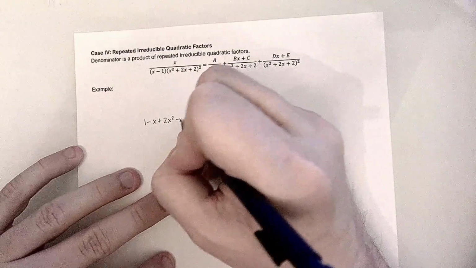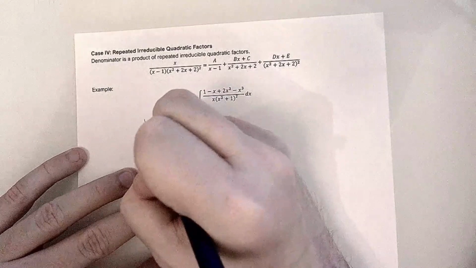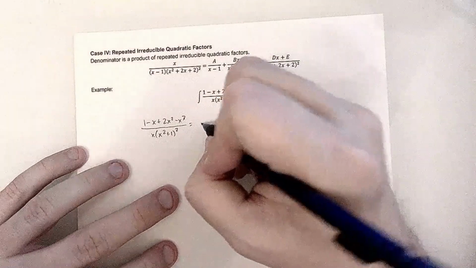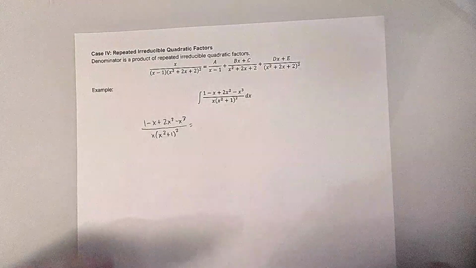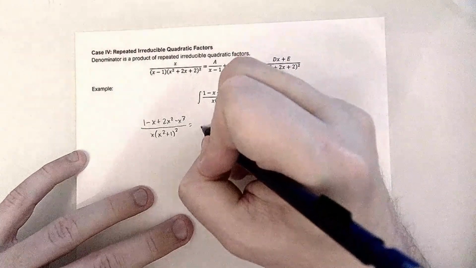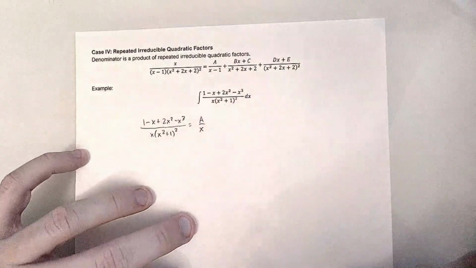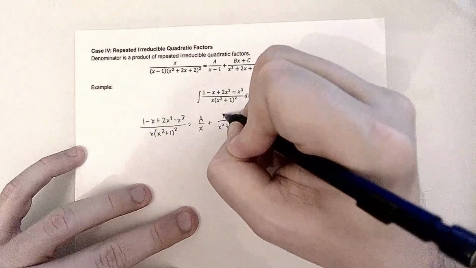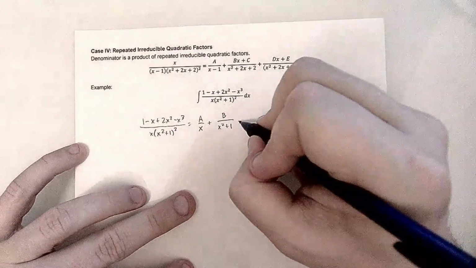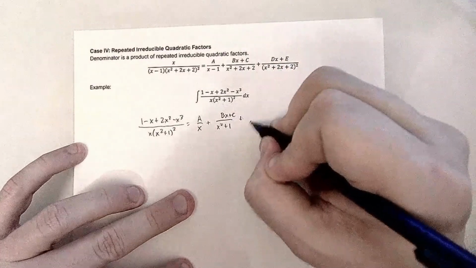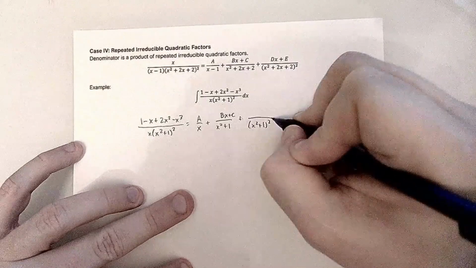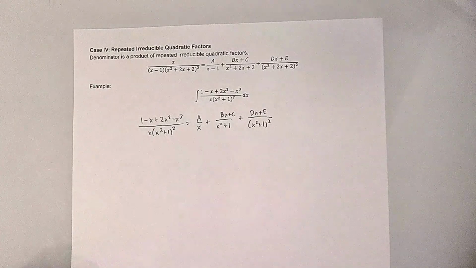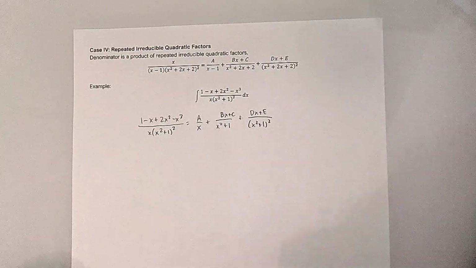So let's rewrite our fraction real quick. Everything's already factored for us in the denominator. That's great. Easy one, a over x plus x squared plus 1, first power, gets a bx plus c. And x squared plus 1 to the second power is going to give us dx plus e. All right, so now we've got 5 letters to deal with.